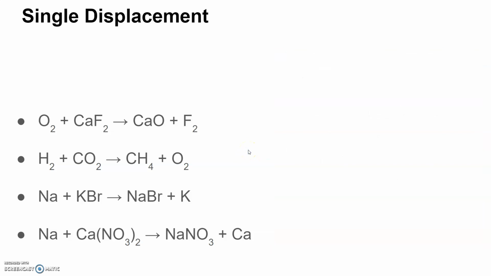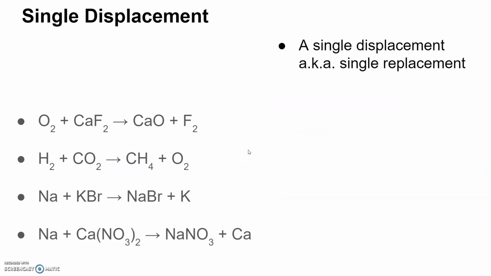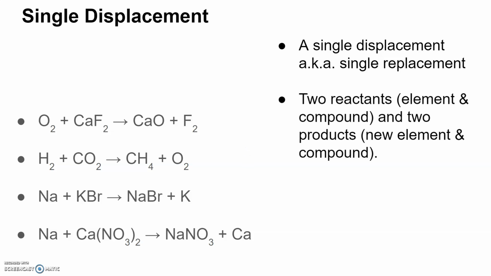Okay, so let's go into what a single displacement reaction is, and these may be some things that you've noticed. First of all, a single displacement reaction is also known as a single replacement reaction. In a single displacement or replacement reaction, you have 2 reactants. So you start with 2 things. One of them will be an element, so O2, for example, is an element, and the other one will be a compound. Calcium fluoride is a compound.